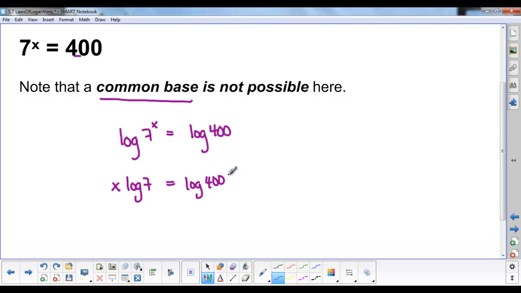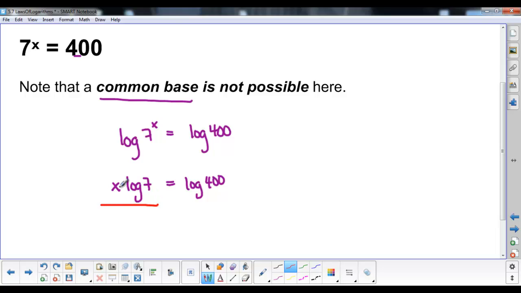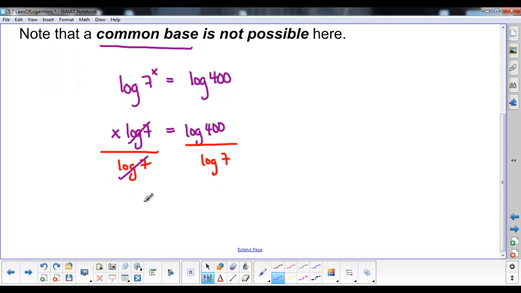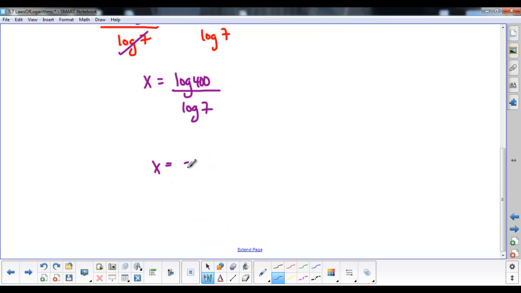which equals log 400. And at this point, because it's x times log 7, I can actually divide both sides by log 7. And because I've chosen to use base 10, this is something that is easily done on your calculator. So punch in on your calculator log 400 divided by log 7, and you should end up with approximately 3.079. Okay, so if you punched in 7 to the power of this, you should get something fairly close to 400. Now, it wouldn't be exactly 400 because I didn't write down all of the decimal places, but you'll get something very, very close to it.